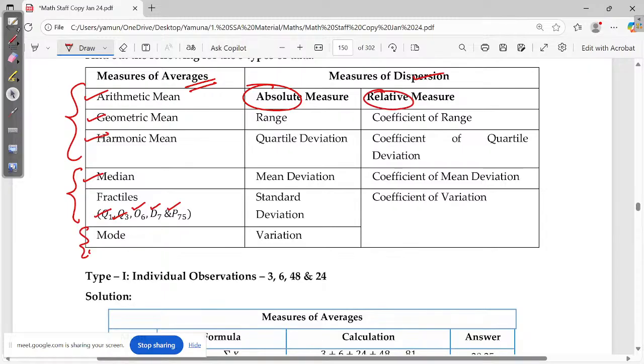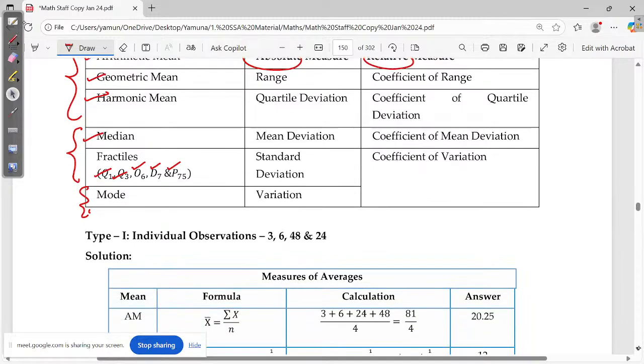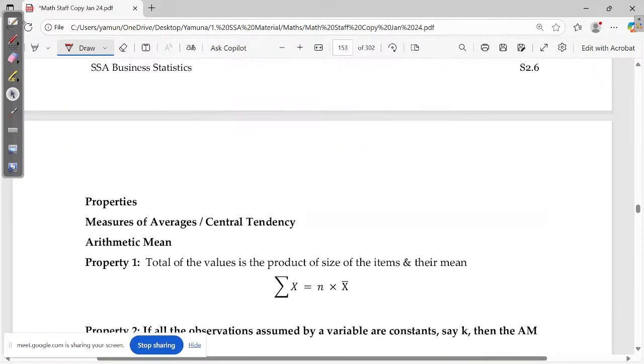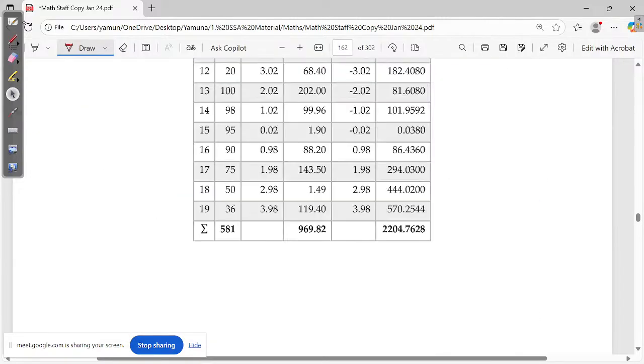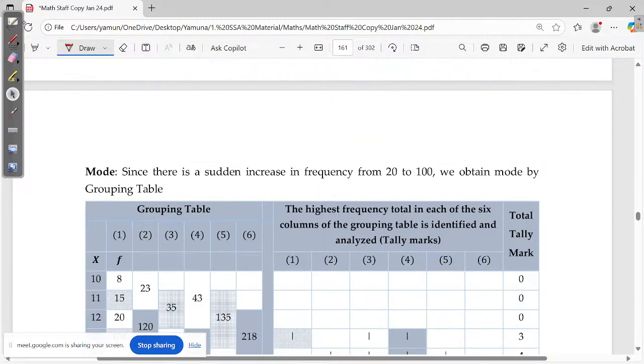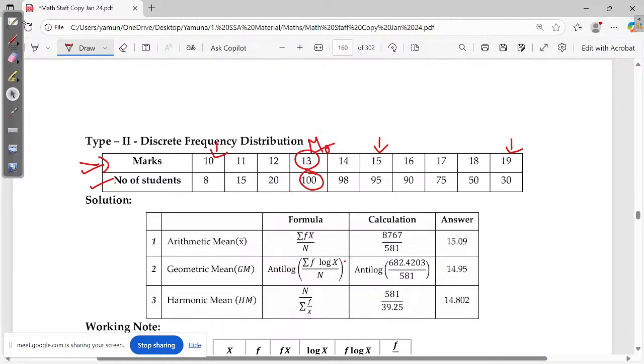Now let us go for arithmetic mean. You can start working. The first formula for arithmetic mean is what? Summation fx by summation f, that is N. Just have a look at the formula. Wherever I had summation x by n, what's the formula here? Instead of n, I have capital N. Instead of x, I'll be having f into x.